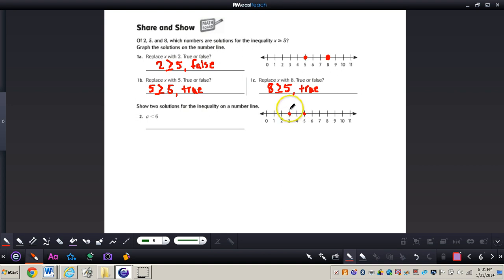Why do we know that it's less than 6? Because it's to the left of the number line. Okay, we could have chosen any number 0 through 5 on that number line.